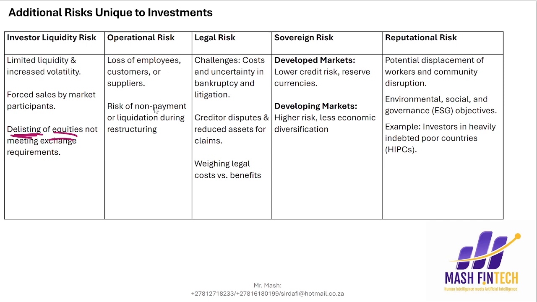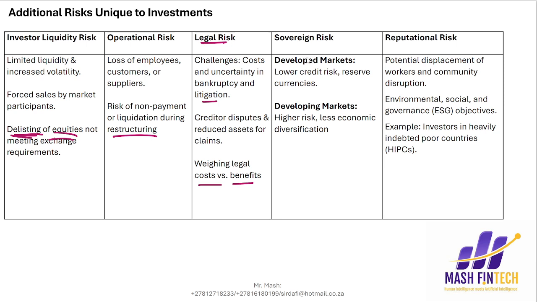And then operational risk. This is the risk of your operations not going smoothly. You're losing customers, you're losing your employees, you're losing your suppliers. And then because of this, there's a risk of non-payment or liquidation during restructuring. Your legal risk, these are challenges of a legal nature, litigation. When creditors win a legal battle, they have to be paid, and it reduces the assets for claims. Okay, so you have to weigh the risk and benefit of the legal risks.